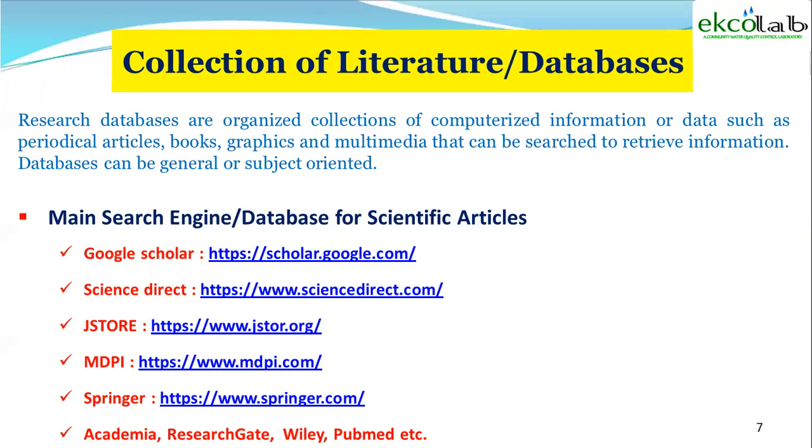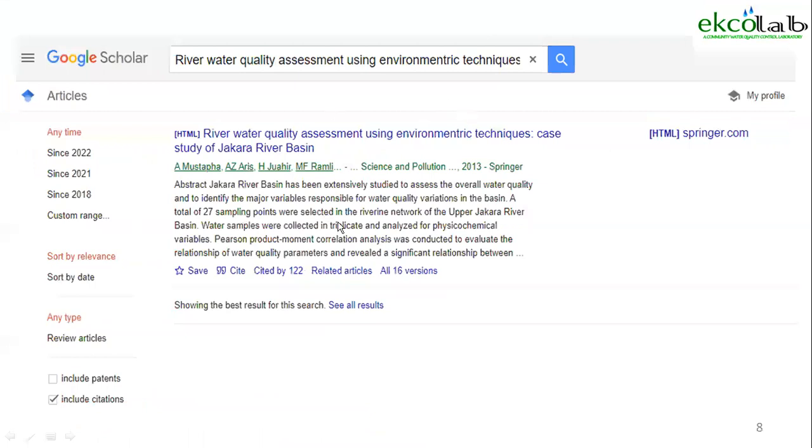Like, for example, in the next slide, I will show you. This is Google Scholar, which is very common for literature collection. Here, we are doing the analysis about water. So in Google Scholar, I typed river water quality assessment using environmental technique. Google Scholar shows me the first article, which I will download and see what they analyzed and what they concluded from their research. So you will follow all the databases and find relevant information according to your research project for your literature. All the others, like JSTOR and Science Direct, work the same as Google Scholar.